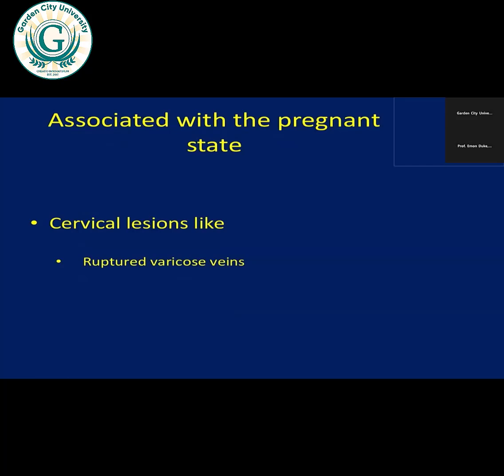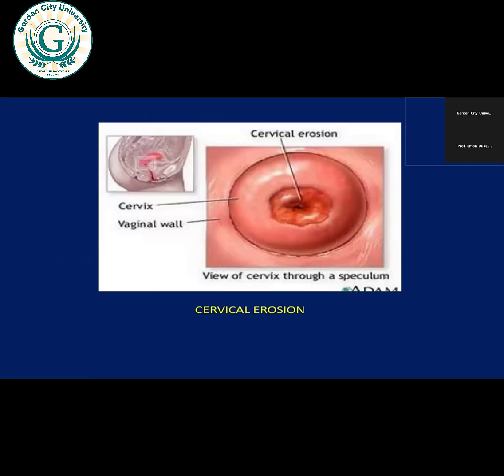Now, you also have bleeding that is associated with the pregnant state, but is not related, like the cervical erosions, ruptured varicose veins. The varicose veins are because of the pregnancy. And so when they rupture, at that time, they are associated with that. Cervical erosion, you could see it somewhere else called cervical ectropion. It's the same thing.